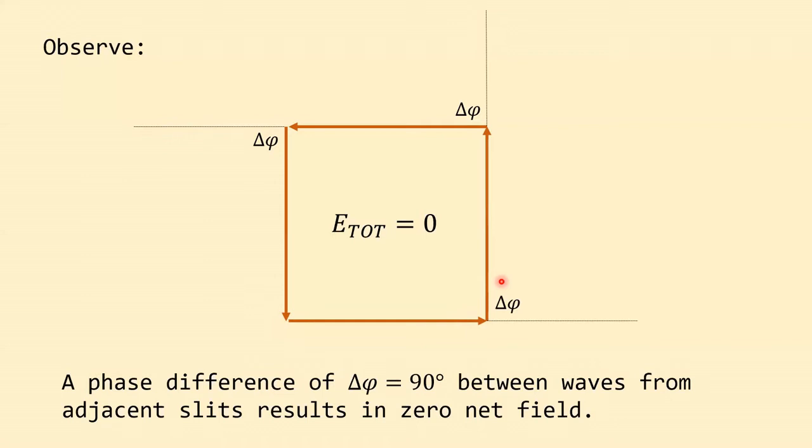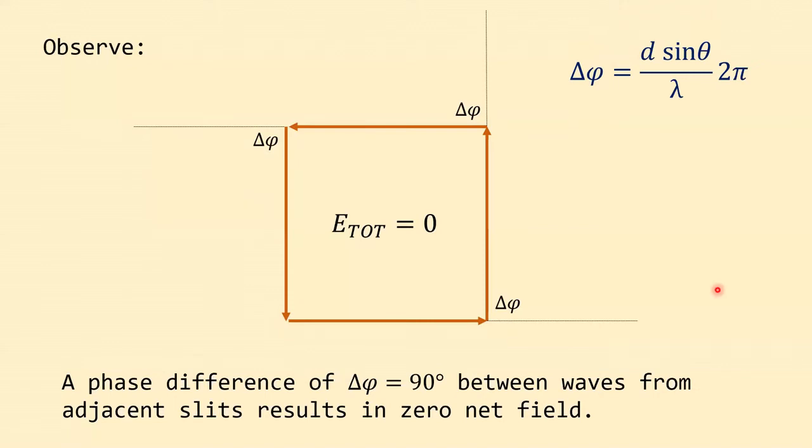Okay, so I suppose it's worth noting that for four slits, a phase difference of 90 degrees results in 0 total field, or net field. And again, once you know the phase difference, because we've just determined that 90 degrees will produce perfect destructive interference, if you happen to know the wavelength and the slit separation, you could then calculate the angle at which that happens.